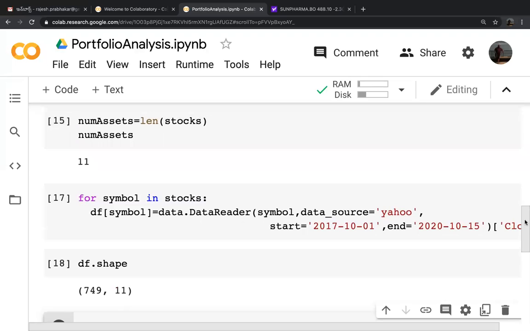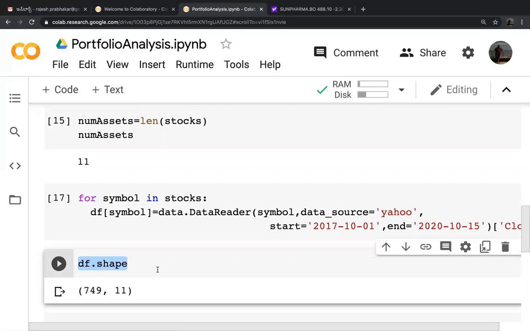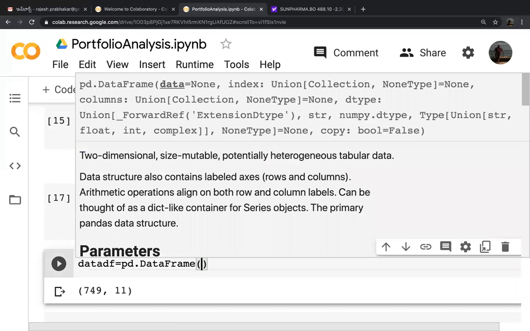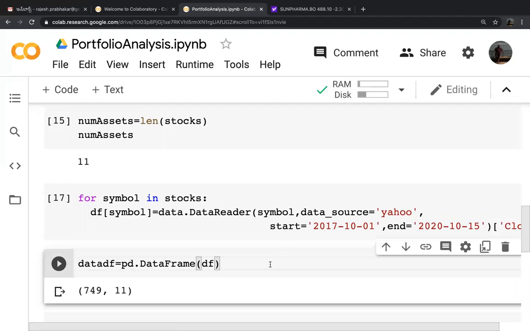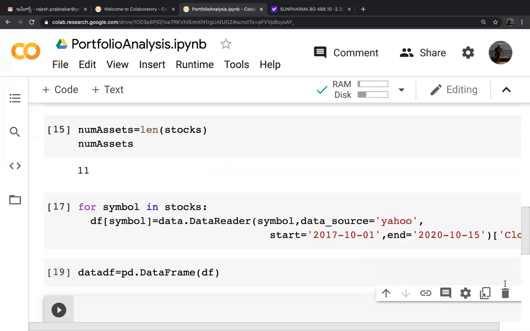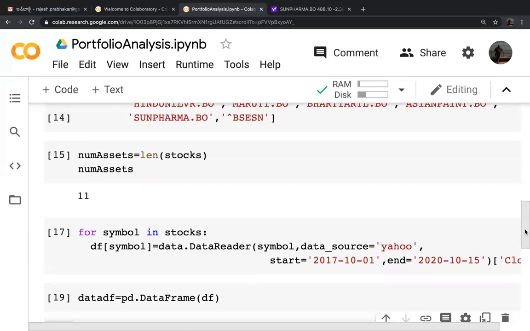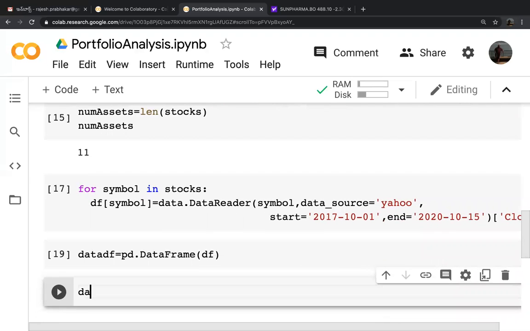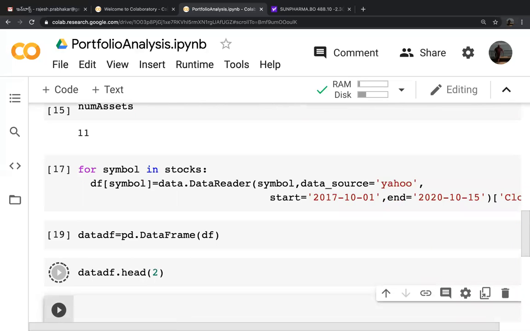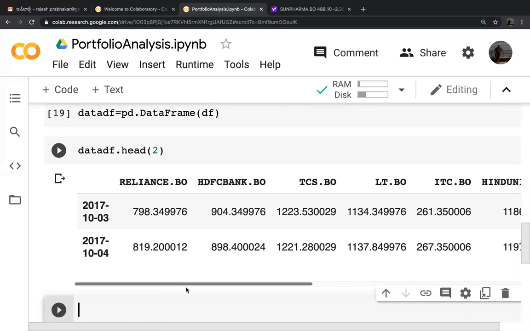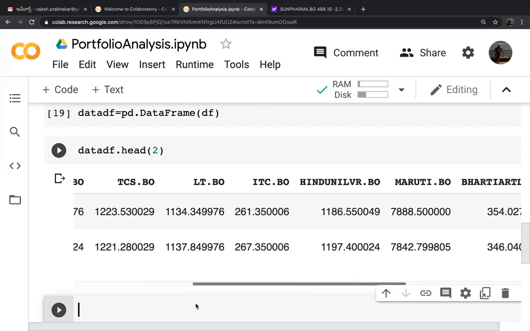Okay, 749 and 11. We got the data. Now we'll give this data frame here. data_df is equal to pd.DataFrame. Now we got the data frame. So let us look at the data. df.head(2). Yes, perfect. We got the closing prices of all the stocks. Excellent.